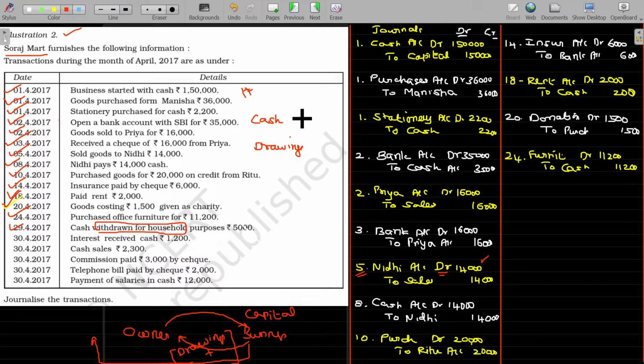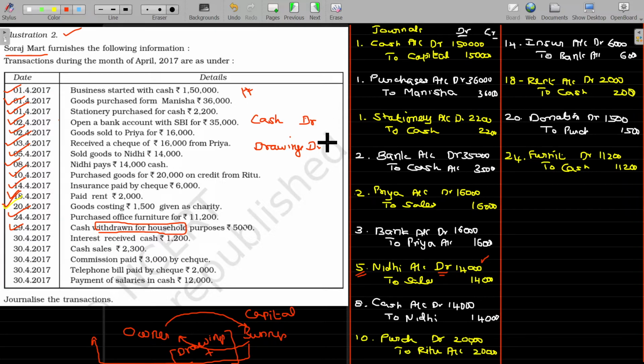So, cash is always debit balance. Drawings is always debit balance. Capital is always credit balance. Drawings is always debit balance. You should not have any confusion over that. So, the other name of capital will be the drawings. So, capital is credit, which means drawings should be debit balance.